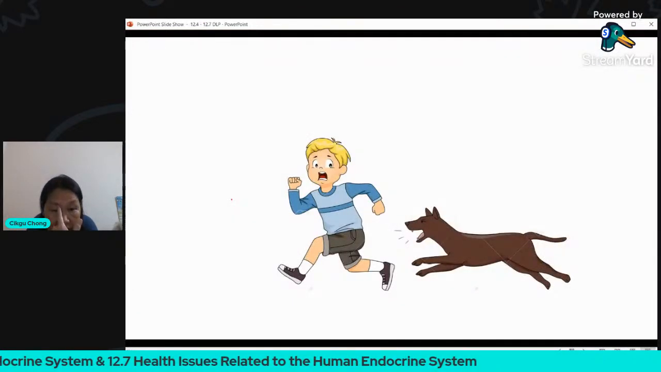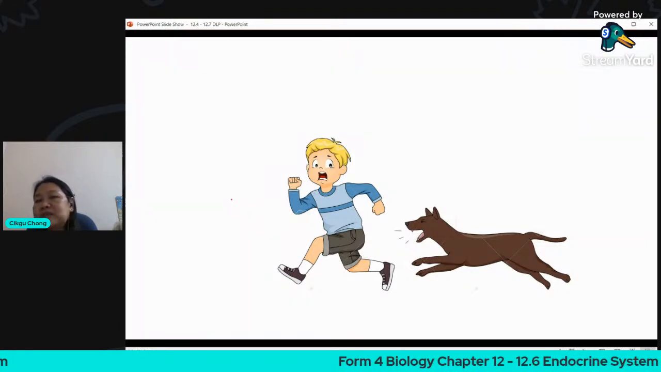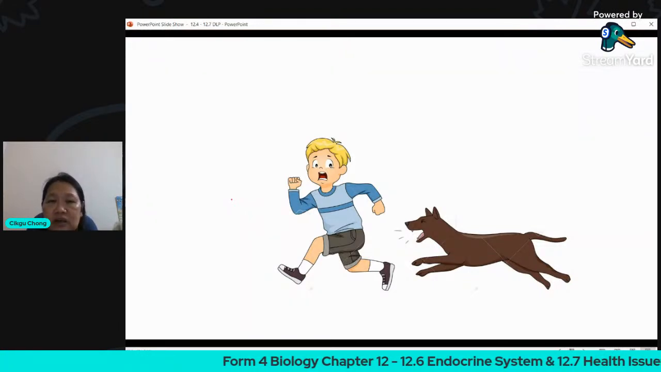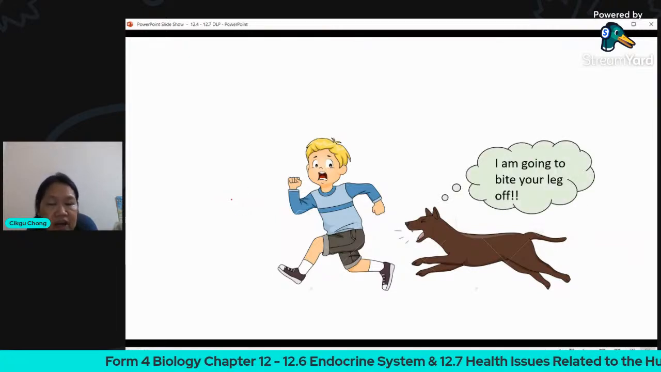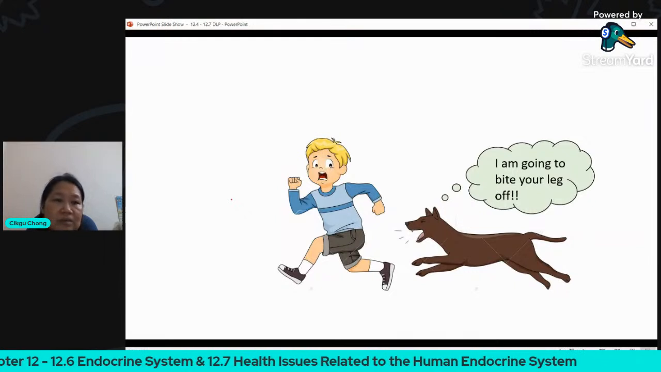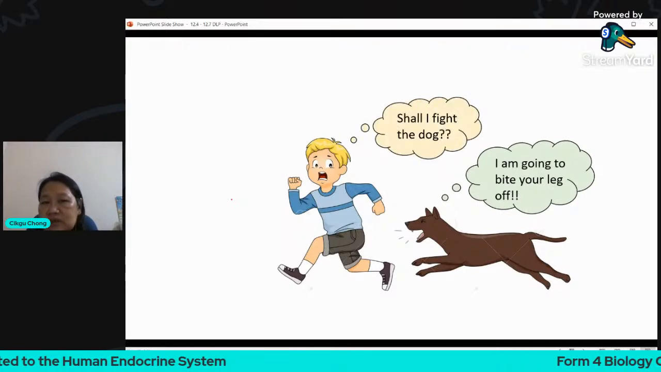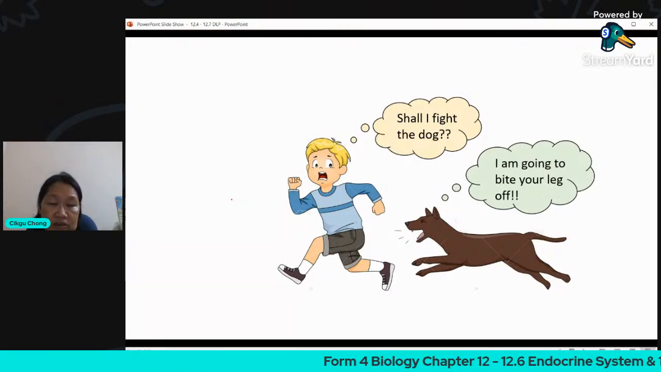Now let's go to this particular scenario. I'm sure you've seen this happening many times, maybe to you before, or in cartoons and movies. This boy is being chased by a dog. The dog is very angry and wants to bite the leg off the boy. The boy is scared because it could be a mad dog with rabies. First, he may consider that if it's a small dog, maybe he'll stand there and fight it off.